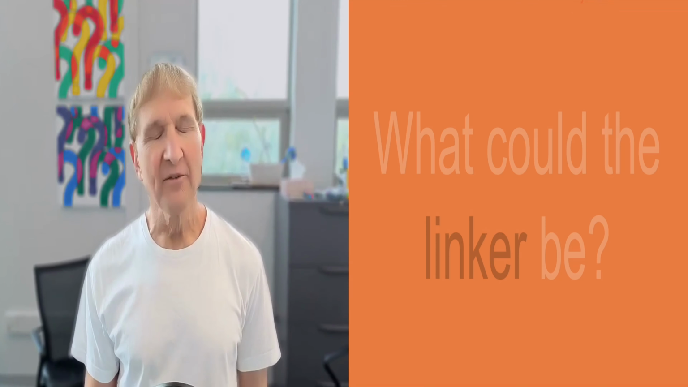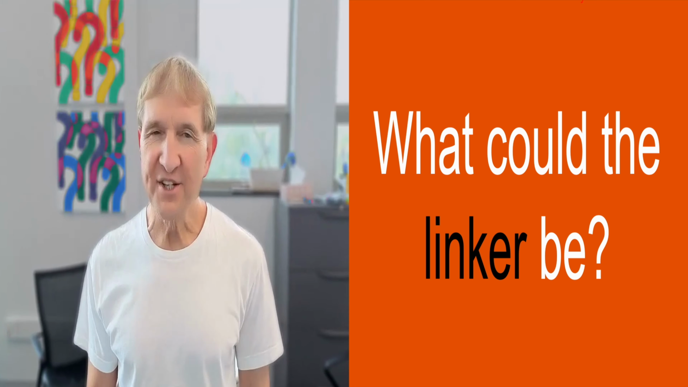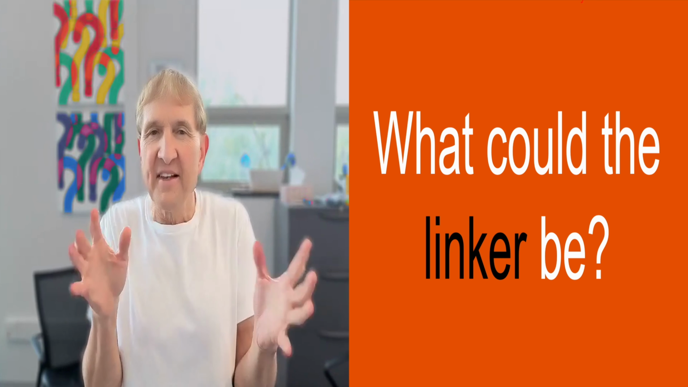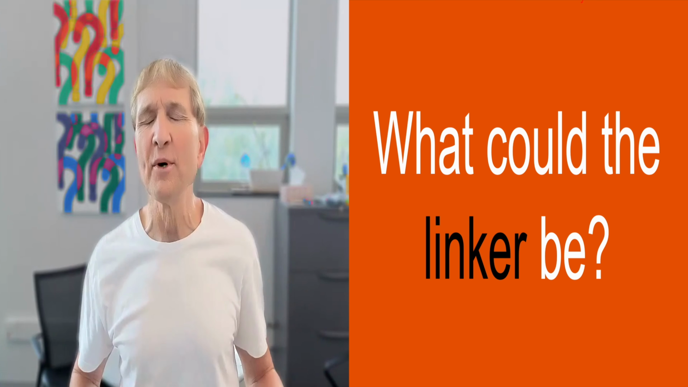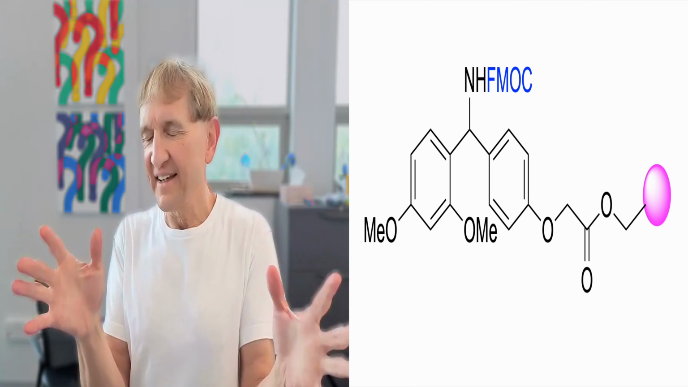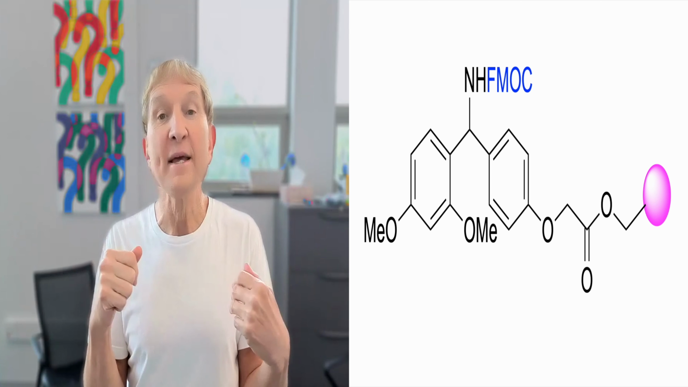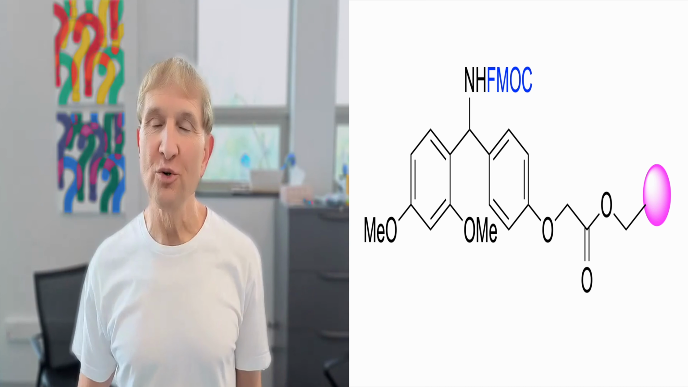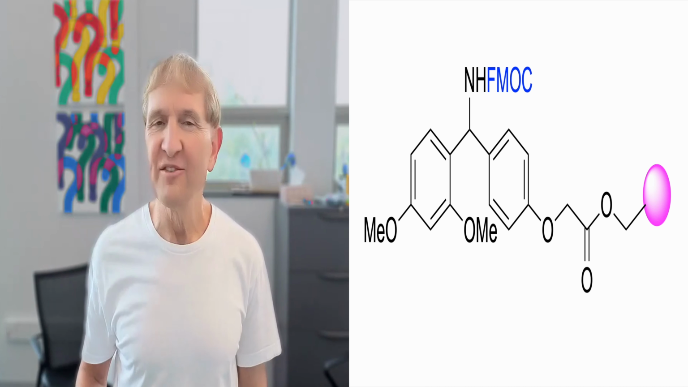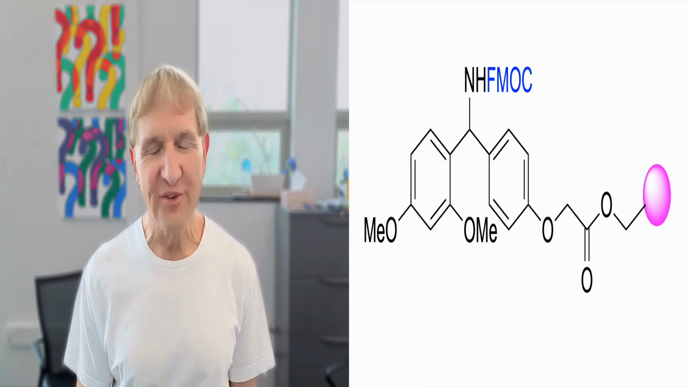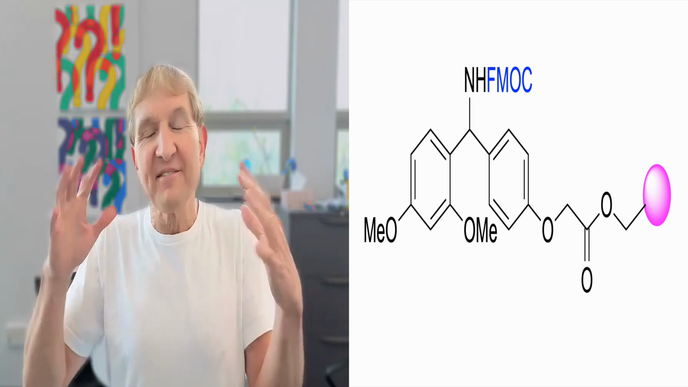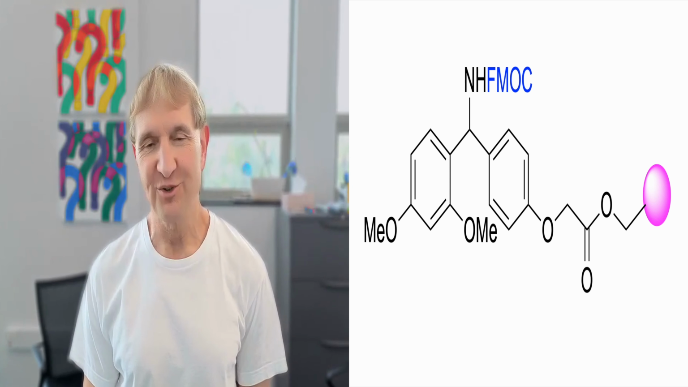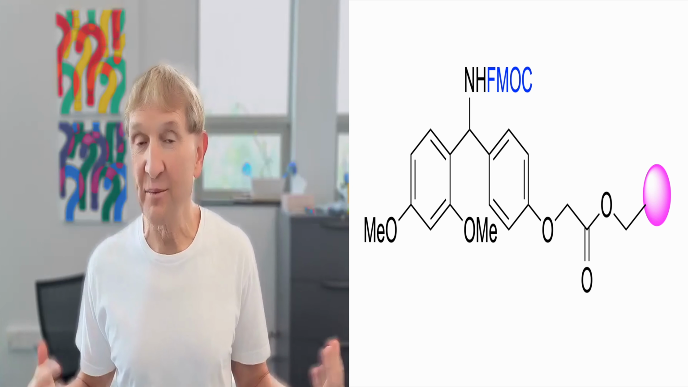What could the linker be? Well, I've been protecting you from this because the linker looks like a bit of a monster. This is a linker. This is actually the Rink amide linker. You see it has an FMOC group on it. A rookie error for people doing peptide synthesis for the first time is they typically forget to take off the FMOC group. And then, of course, the first coupling fails.